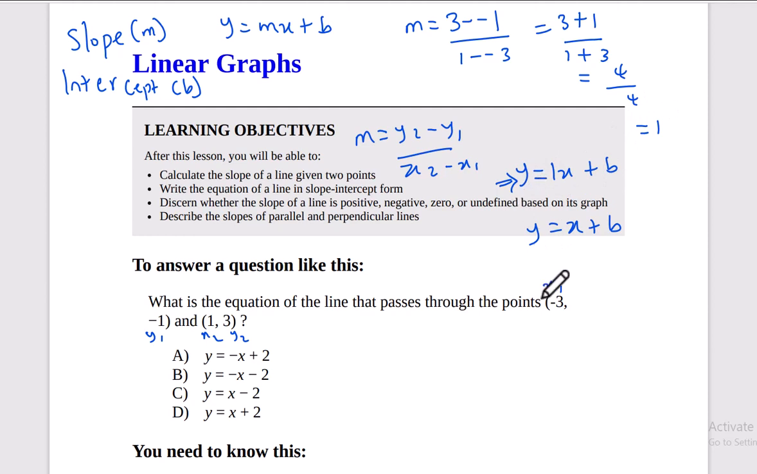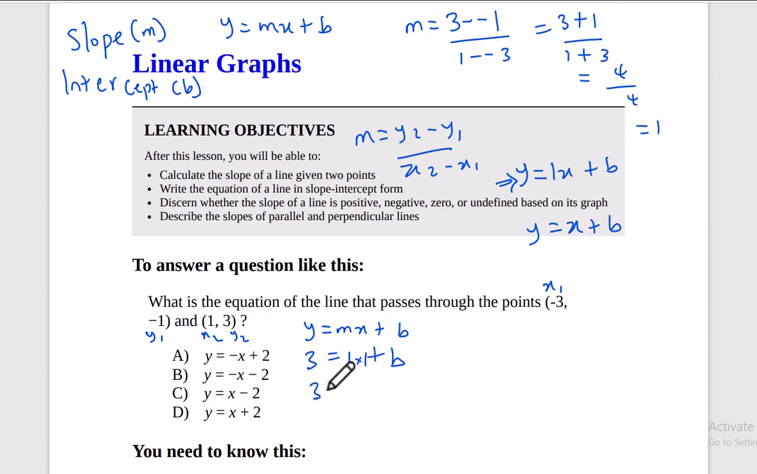Now for you to find the intercept, you can use any of the ordered pairs. I want to use the second one because it does not have a negative. I don't want to start struggling with negative signs. So I can say y equal to mx plus b. I'm using this second ordered pair. y is 3, equal to m, which is the slope, already 1, and x is 1. Multiplying 1 by 1 still gives you 1, plus b.